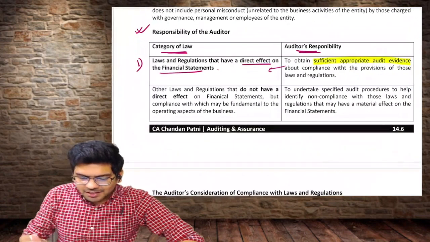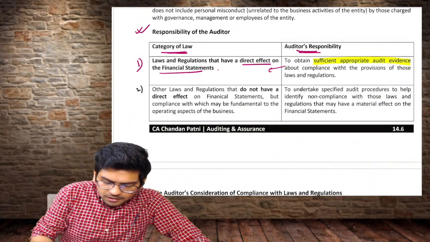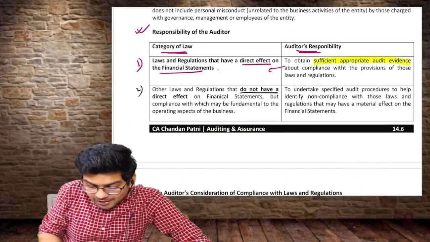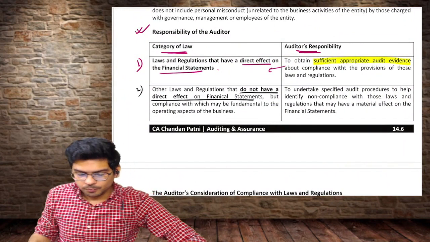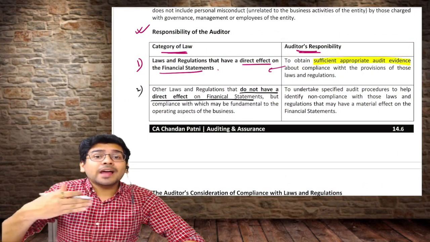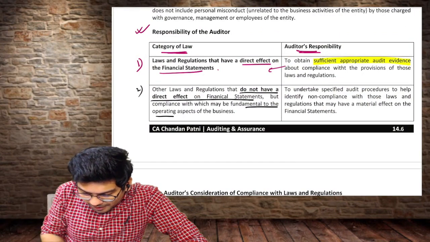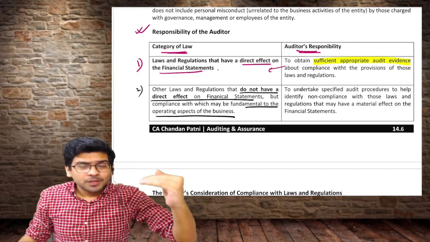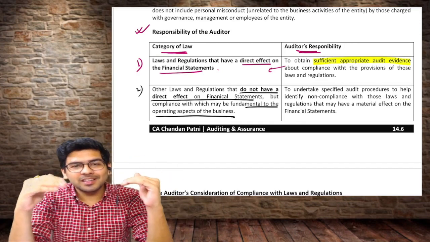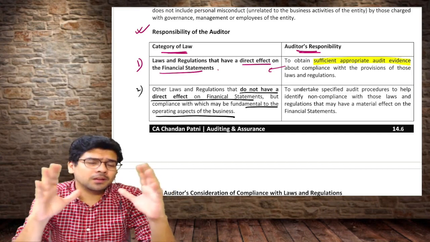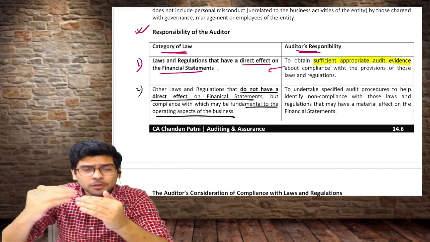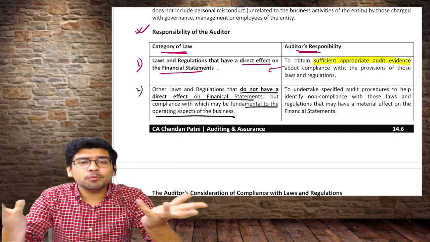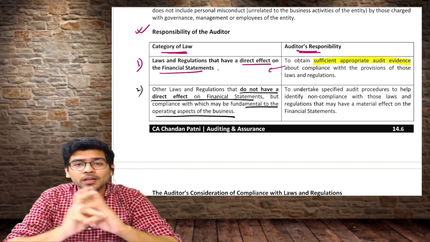Now let us consider other laws here. What are the other laws? Other laws and regulations that do not have a direct effect on the financial statements, but the compliance of which is fundamental to the operating aspects of the business. I told you, for example, a bank needs to have a minimum statutory capital requirement, and if the capital falls below the limit, probably the license will be cancelled.